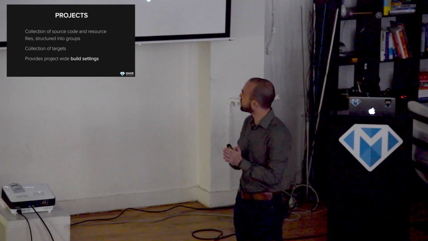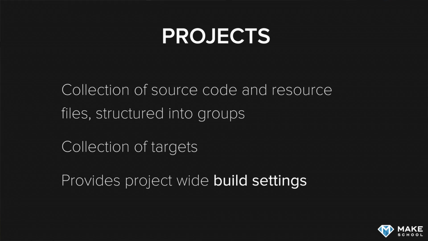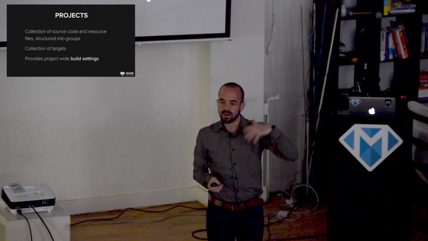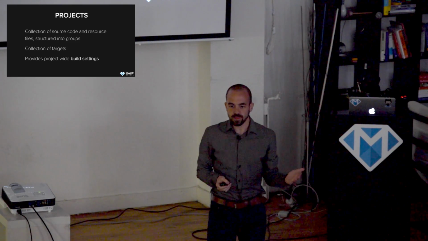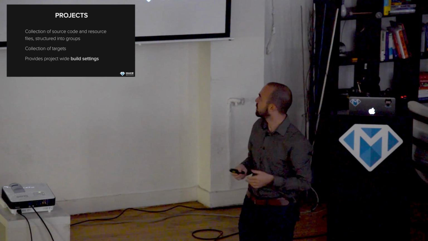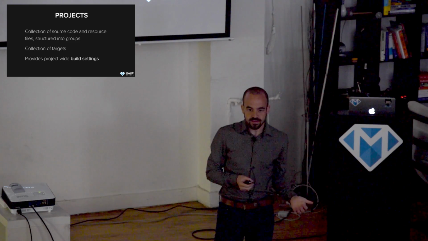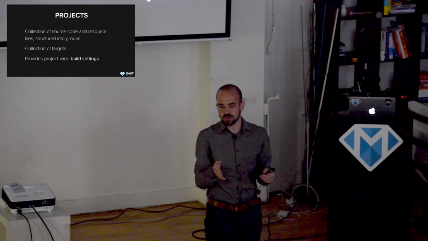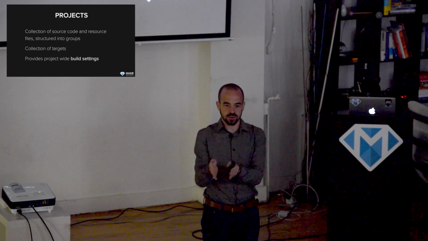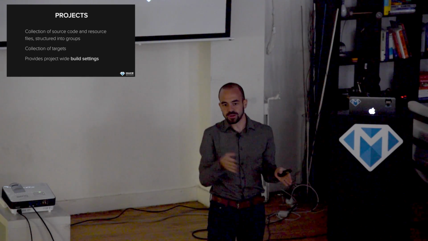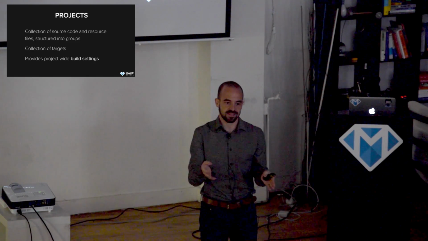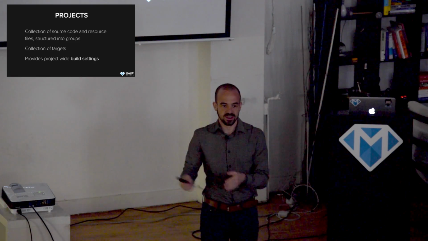What are projects? Projects are essentially just a collection of source code and resources that you need to build any kind of target, and they're typically structured into groups. So these folders you see in Xcode are not actual file system folders, but they're called groups, and they allow you to organize your resources. The projects also are a collection of different targets. So you can not only have one target, which would, for example, be the app that you put onto the device, but you might have different targets, for example, one that runs tests or one that generates documentation.